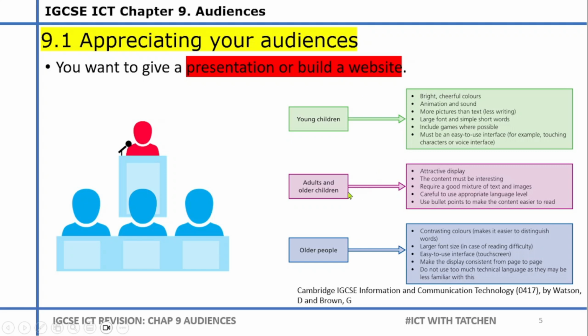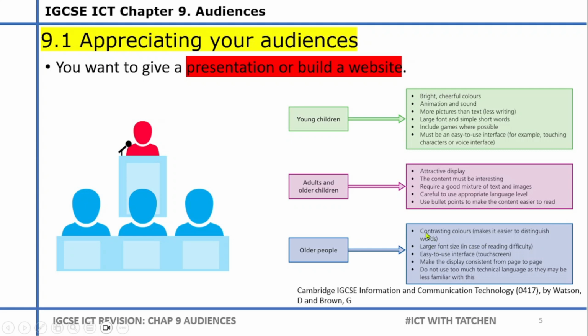And then for the case of adults and maybe the older children, you can make attractive displays. At least they have a better, stronger mind. The content must be interesting. You require a good mixture of text and images, and you're careful to use an appropriate language level depending on the age level. So use bullet points to make the content easier to read. And for adult people, use contrasting colors to make it easier to distinguish words.